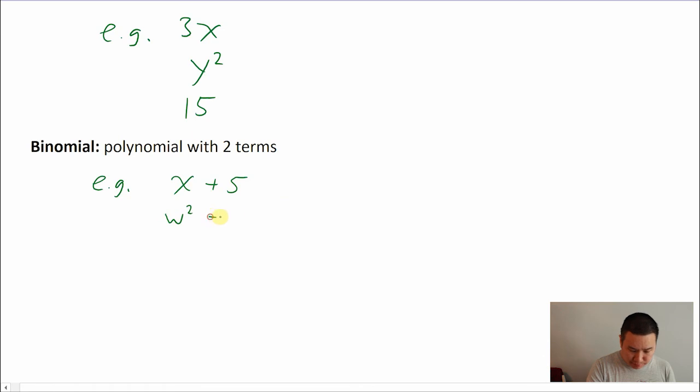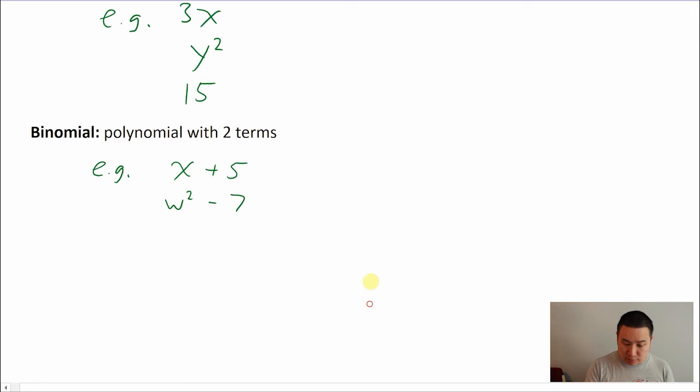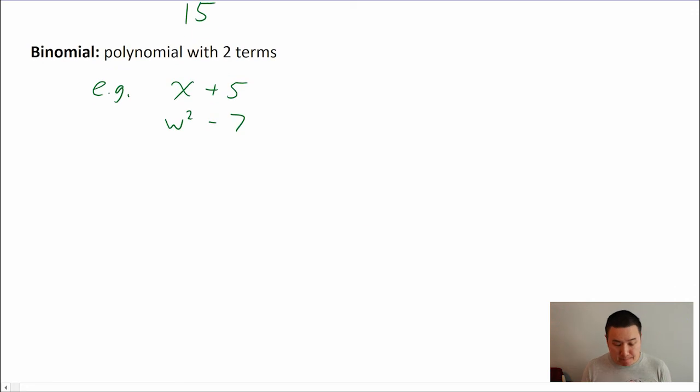W squared minus 7. We've got a w squared term and a negative 7 term. That's a binomial. And then the last category is a trinomial.